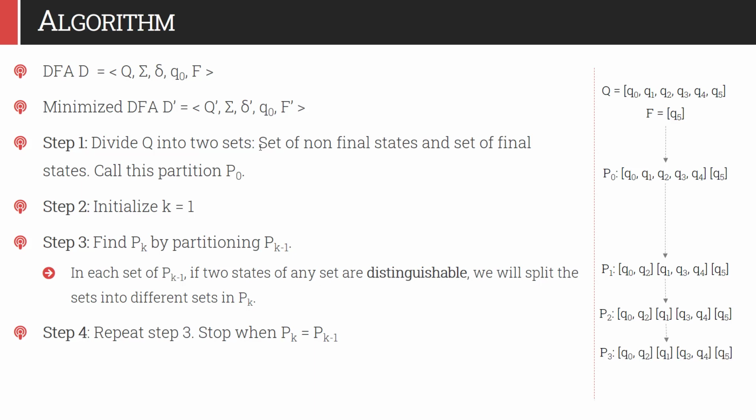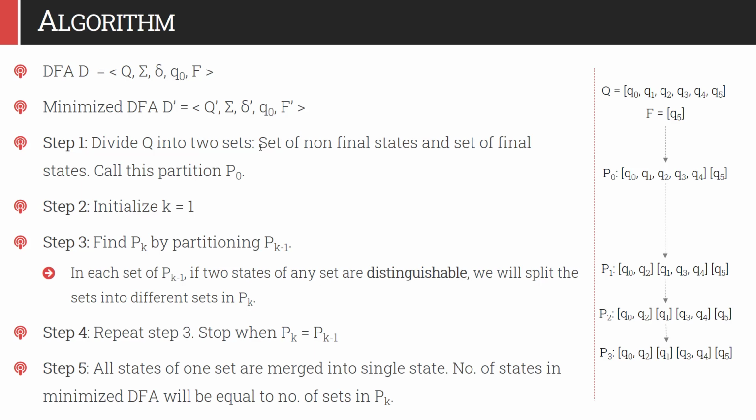And assume that in p3 we are getting the same sets. That means q3, q4 are not distinguishable anymore, and q0, q2 are also not distinguishable anymore. So when this happens, we have to stop, because p2 and p3, that is pk and pk minus 1, are identical.